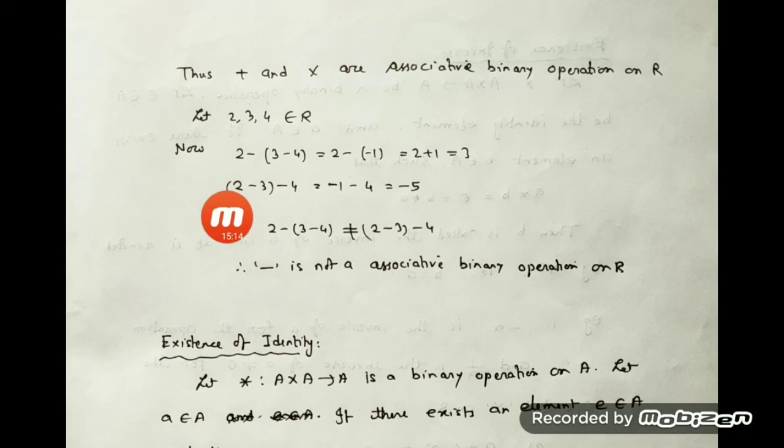Next, I change the position of the bracket. The bracket is in between 2 and 3. So the operation here you have to do first, that is 2 minus 3, which is equal to minus 1. Then minus 1 minus 4, that is equal to minus 5.